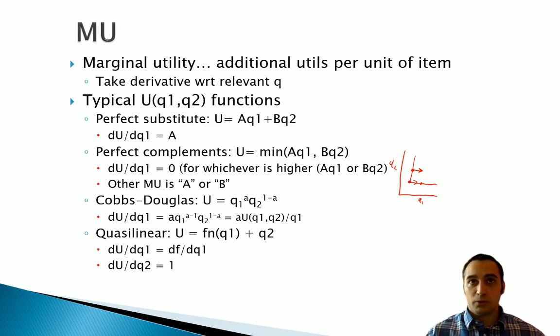Cobb-Douglas, we can just do some typical calculus. Here, all you've got to do is take the proper partial derivative, and I'll tell you if you did it correctly, you'll have a times the utility of q1 and q2 divided by q1. Quasi-linear, you can do similar tricks. You're just going to find whatever the first derivative of this function is, that's your marginal utility with respect to good 1, and your marginal utility with respect to good 2 is just going to be 1.